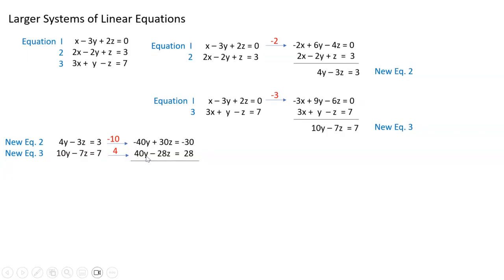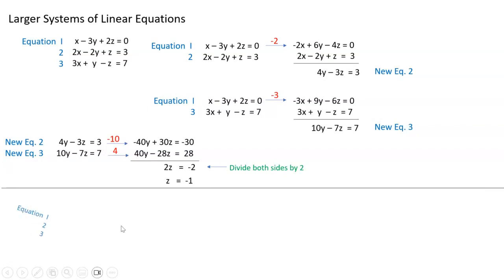If you notice, the y's are now eliminated. So we're going to get 2z equals negative 2. Now we divide both sides by 2. z equals negative 1. And if you notice, we get the same equations that we had on the previous slide. Now we're going to back substitute.